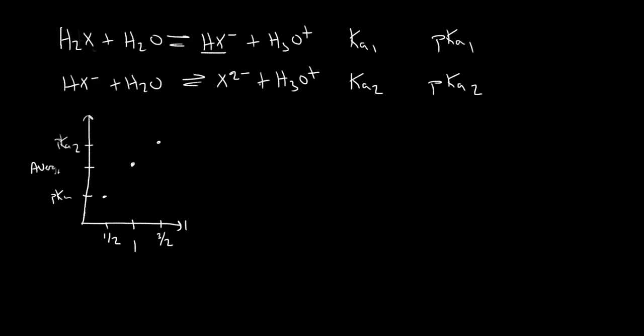So the titration curve would look like something like this. We shift through our first buffer region, we hit the equivalence point, we shift through the second buffer region, and then we have a second equivalence point, okay, before it levels off.